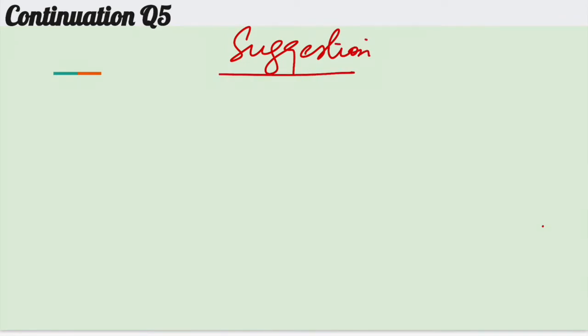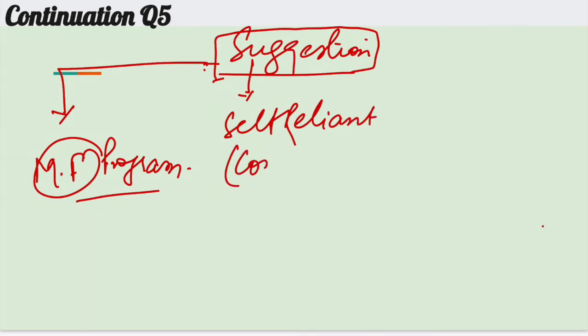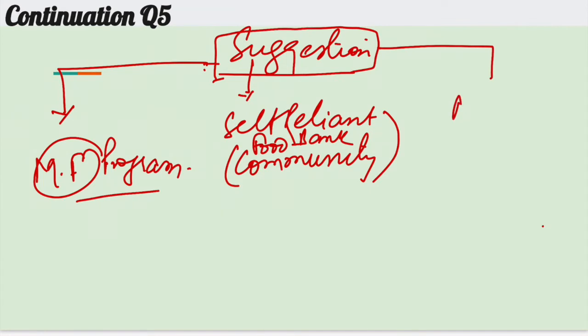So now, suggestions: how we can remove poverty. Obviously, we cannot remove it, but yes, we can reduce it. The very first thing in the suggestion part of reducing poverty, you can say that the microfinance program has been a successful model in Bangladesh, and it is being used in India also, but there are too many challenges with microfinance. We need to focus on increasing the extent or reach of microfinance. Okay. Second, we can go for a self-reliant food bank. It will be based on a community development program, and this self-reliant food bank is very popular in Africa.